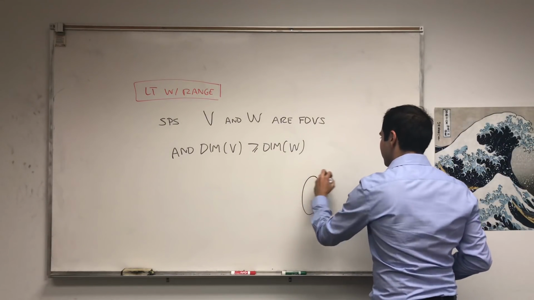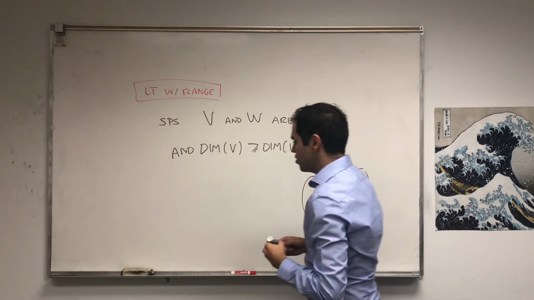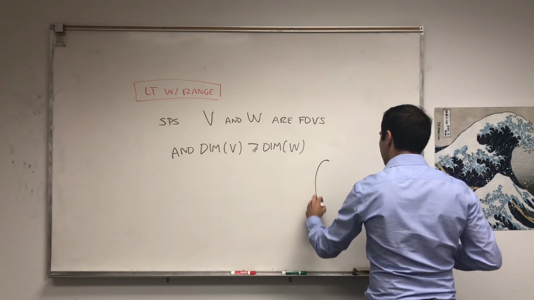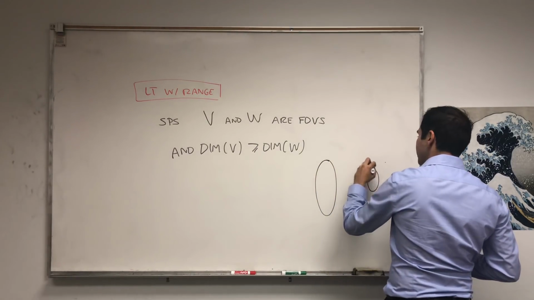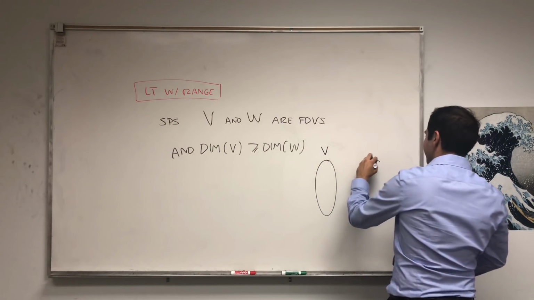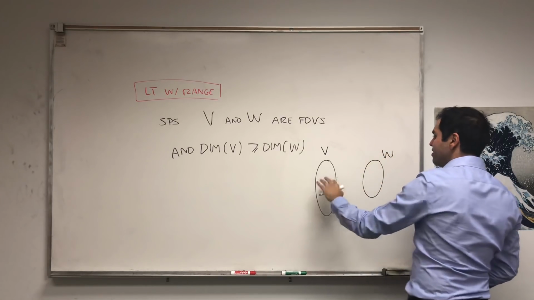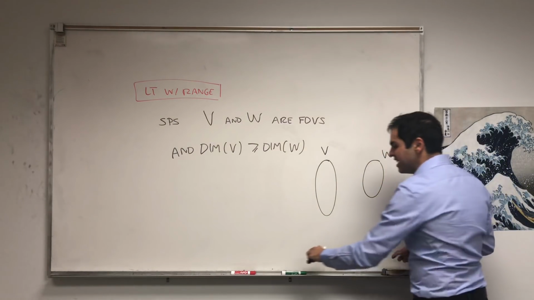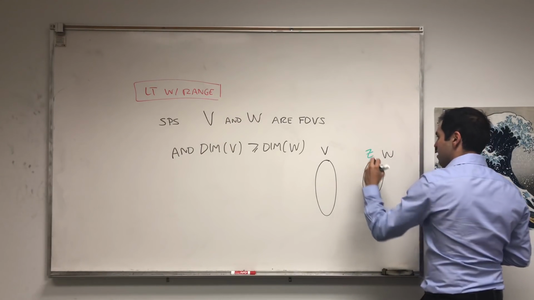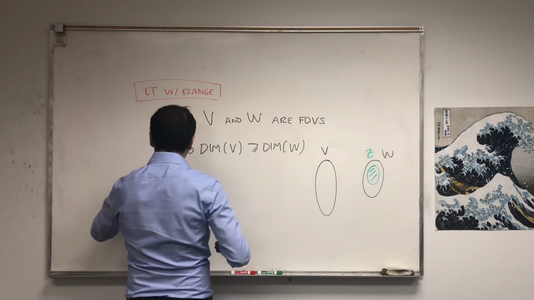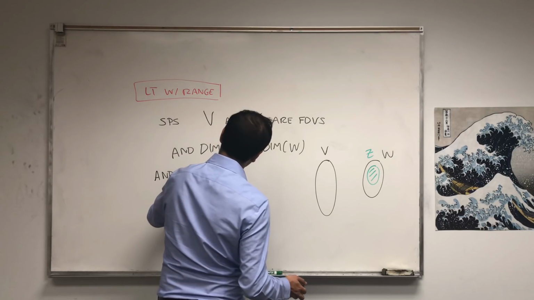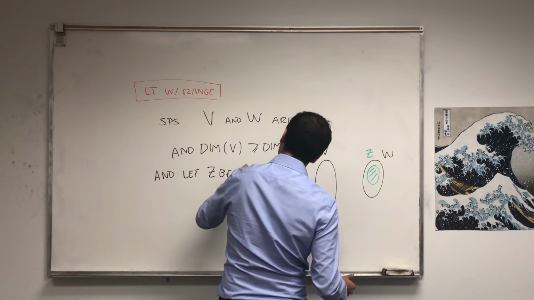So maybe let me start writing down some of the assumptions. So we have V that's much bigger than W. So maybe let's make it slightly bigger. Okay. So V is bigger than W, and let Z be a subspace of W. And it's possible it's all of W. Okay, so let Z be a subspace of W.